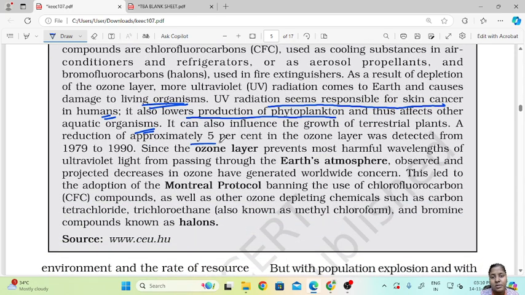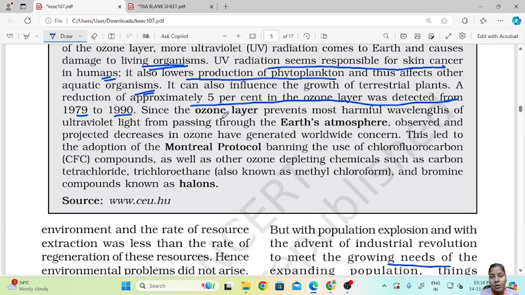A reduction of approximately 5% in the ozone layer was detected from 1979 to 1990. Since the ozone layer prevents most harmful wavelengths of ultraviolet light from passing through the Earth's atmosphere, decreases in ozone have generated worldwide concern, and this led to the adoption of the Montreal Protocol, banning the use of chlorofluorocarbons as well as other ozone depleting compounds, such as methyl chloroform and bromine compounds known as halogens.